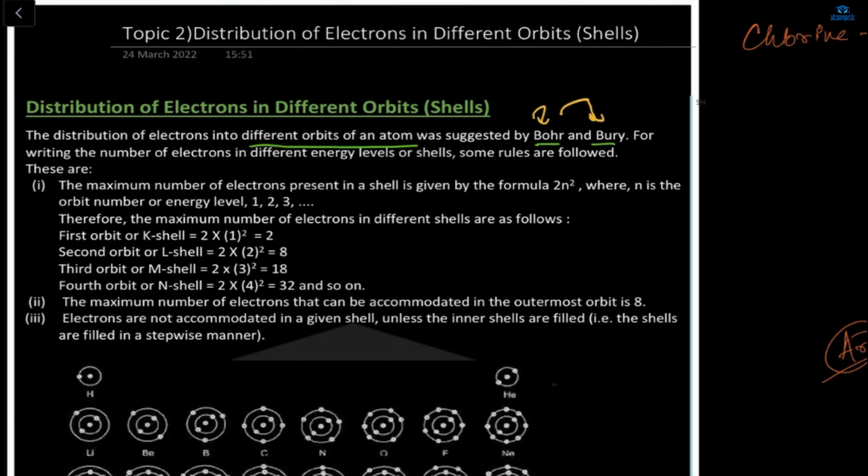You wrote something now? 1 is 2, 2 is 2 plus 6, 3 is 2 plus 6 for argon. Yeah, correct. So this is suggested by Bohr and Bury.